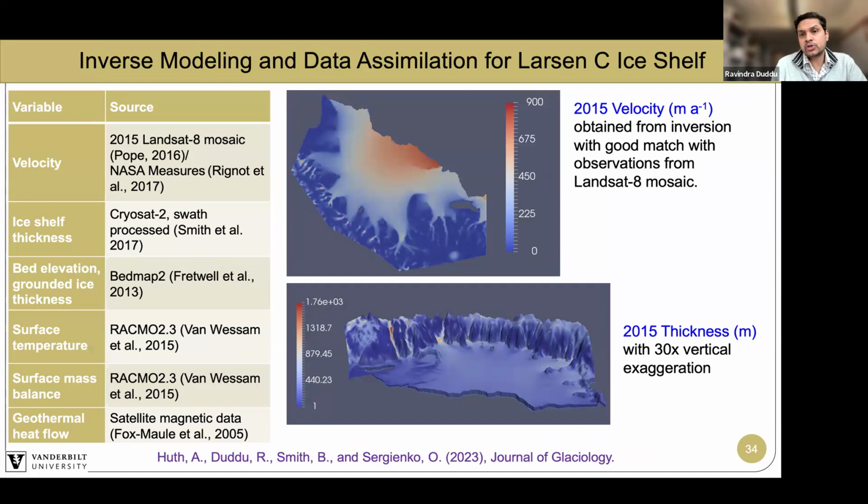Then we did a lot of inverse modeling to apply it to Larsen C. Again, in the interest of time, I will just say that there are lots of data sources.